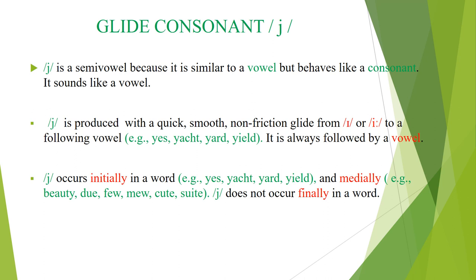The glide consonant ye occurs initially in a word such as yes, yacht, yard, yield, and medially, intervocalically, like beauty, due, few, mew, cute, suit. Ye does not occur finally in a word in British English.